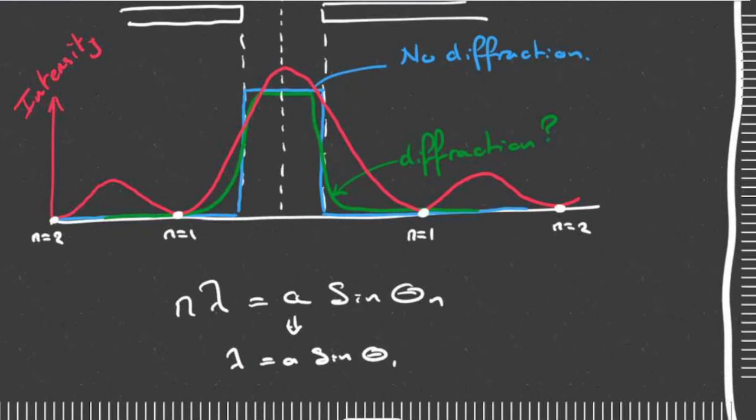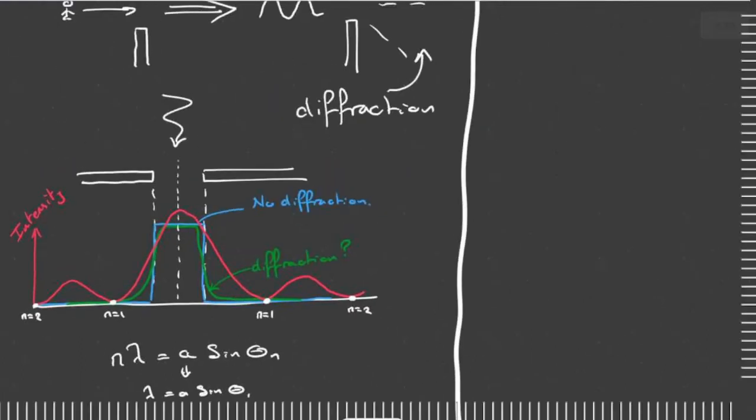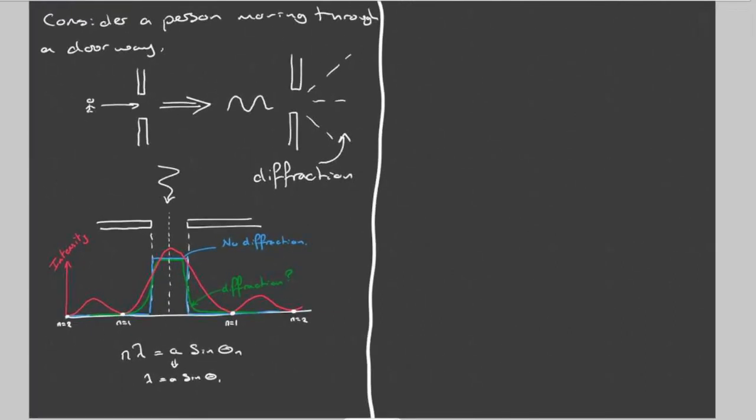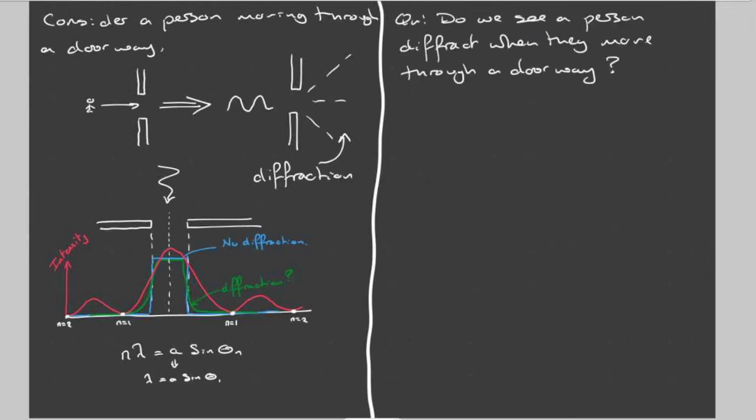So let's work this out then. We have the equation for the angles for diffraction. So let's put some numbers onto this. And let's try and choose sensible numbers that make sense in the real world. So the question: do we see a person diffract when they move through a doorway?